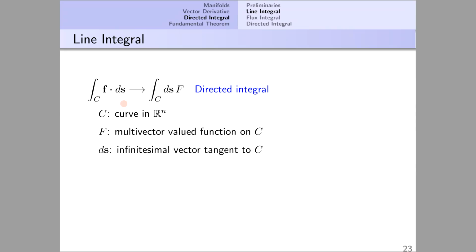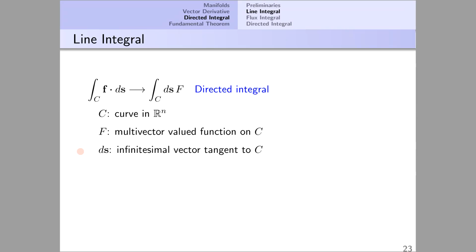Here is what the generalization to a directed integral looks like. It's still an integral over a curve. ds is the same as before, but now f is a general multivector valued function on the curve, and this ds times f is then a geometric product.